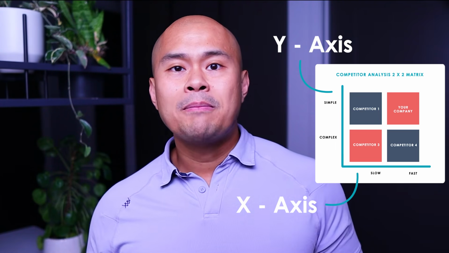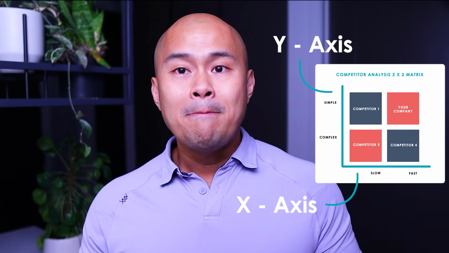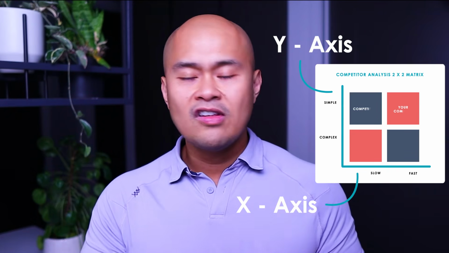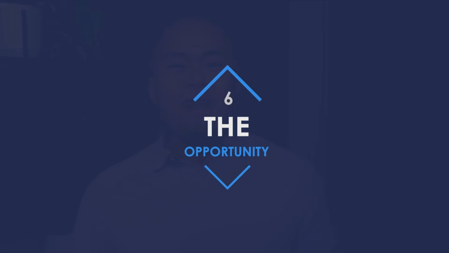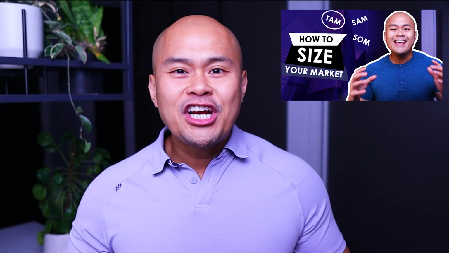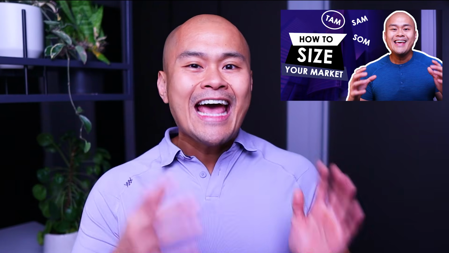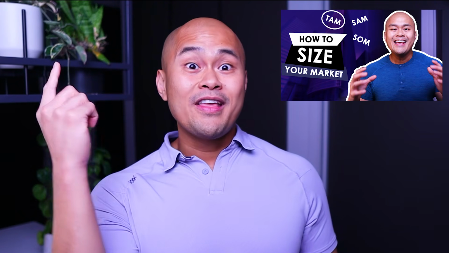So as you think about your 2x2 matrix to show and highlight your competition, make sure that you can highlight there what specifically would fit in your 2x2 axis. I know other people like to do something different, but again, this is just what I prefer. Number 6, the opportunity. This is also known as your market sizing. I shared examples of how to take a bottom-up approach to really calculate the TAM, the SAM, the SOM in a previous video, and you can check that out right there.